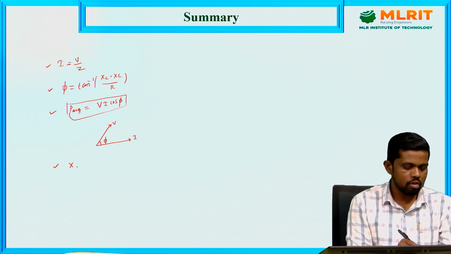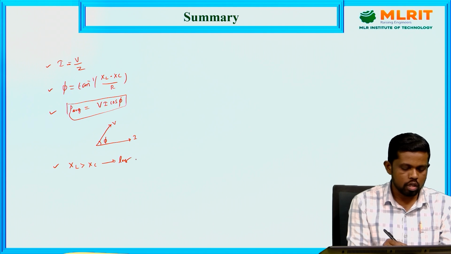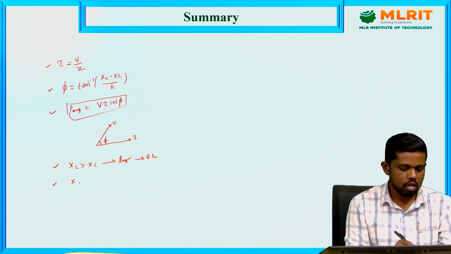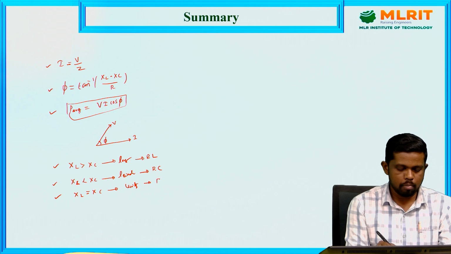Based on the impedance offered by the network, XL greater than XC means the power factor of the corresponding circuit should be lagging, and the whole circuit behaves like an RL series circuit. XL less than XC means the power factor is leading, and the circuit behaves like an RC series circuit. The third case is XL equal to XC, which means the power factor is unity, and the whole network behaves like a pure resistive network.